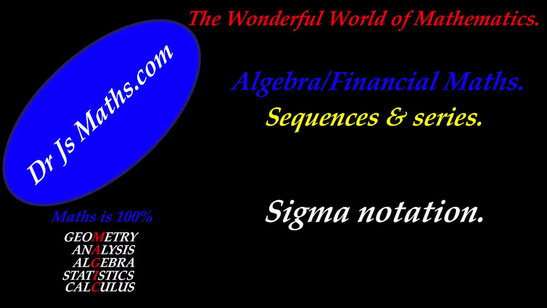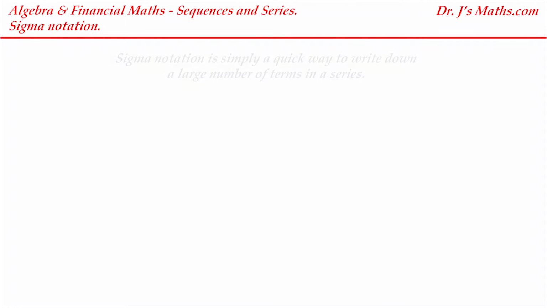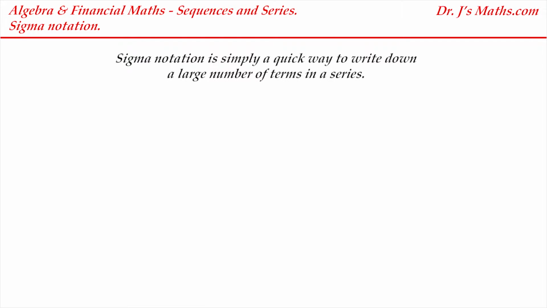Here we focus on the use of what we call sigma notation to communicate a need to add a series of numbers. It sounds a little bit strange to some people, but it really is quite a straightforward technique. We can use the technique of sigma notation for arithmetic or geometric series, but we can also use the technique for other kinds of series as well. Sigma notation is simply a quick way to write down a large number of terms in a series.